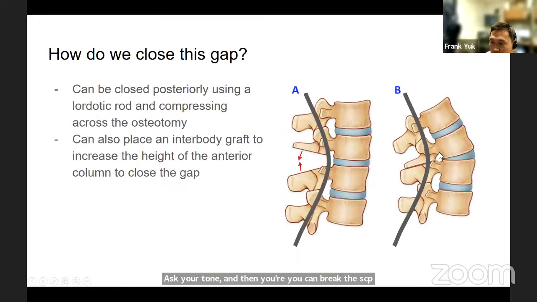And so how do we close this gap? This gap can be closed posteriorly, usually using a lordotic rod and then compressing across the osteotomy, shown here in this diagram.